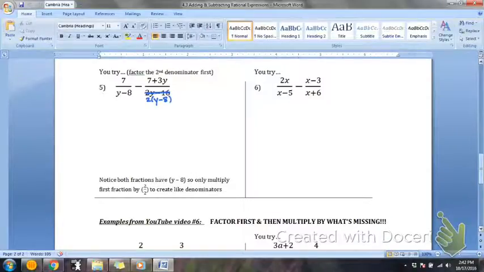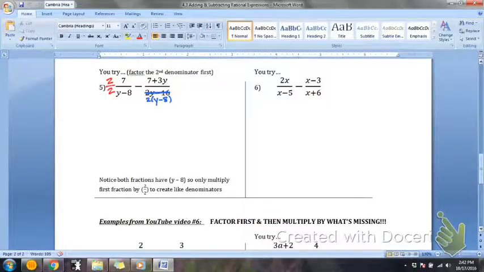And now, look at our denominators. They each have a what? Okay, but if you don't factor, you're not going to be able to see that. So they both have a y minus 8. So then what's the first fraction only missing? Just a 2, right? Do you guys see that? The first fraction is only missing a 2. If I put a 2 there, then they're going to match up. So I'm going to put 2 over 2.